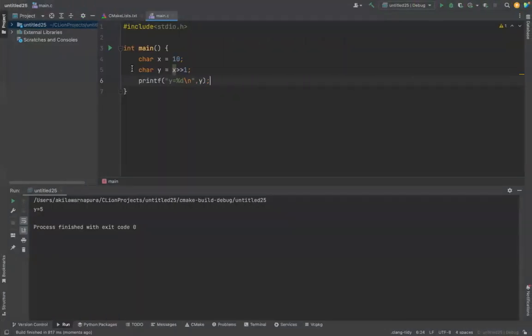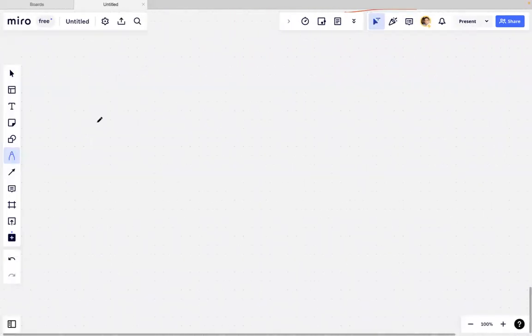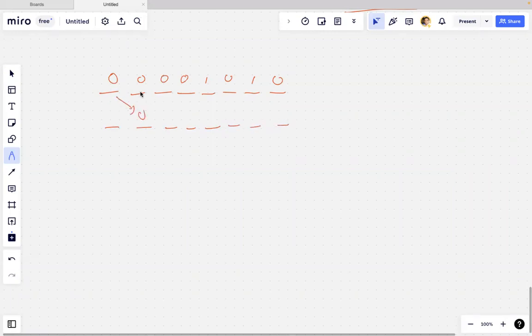You are given a char value, that means 8 bits: 1 2 3 4 5 6 7 8. 10 means 1 0 1 0. You need to shift the value by 1. The 0 comes to here, this 0 here, this 0 here, this 0 here, this 1 here, this 0 here, this 1 here. Since the first bit is 0, the most significant bit is filled by 0.